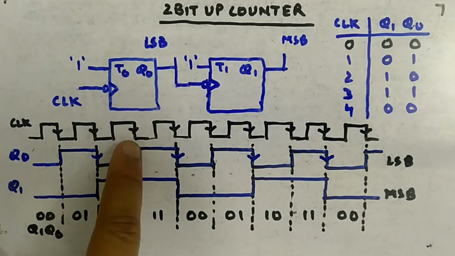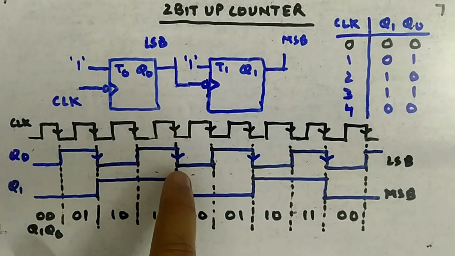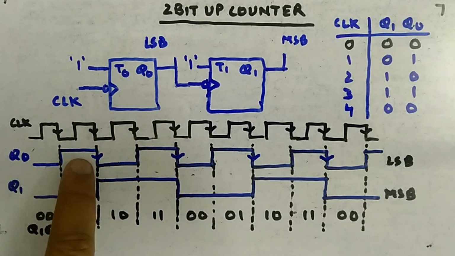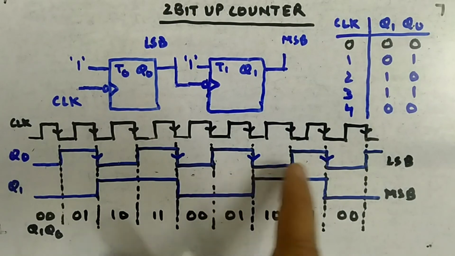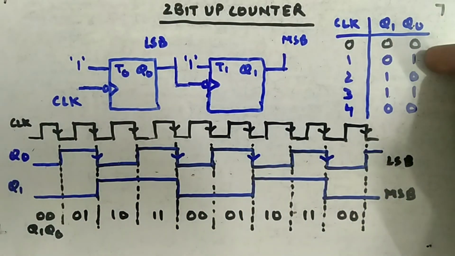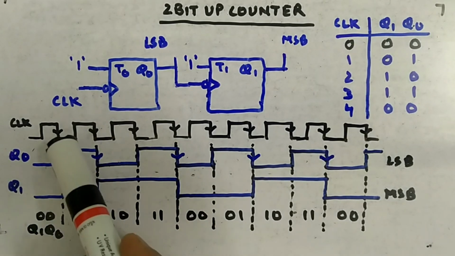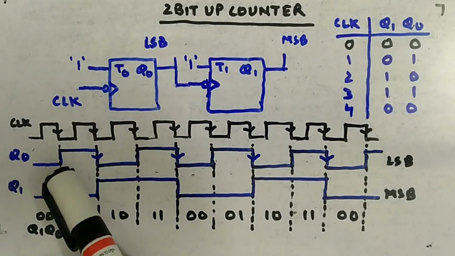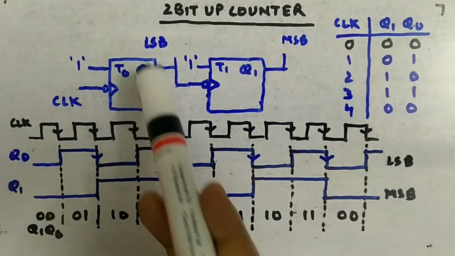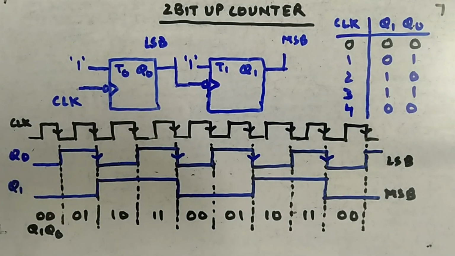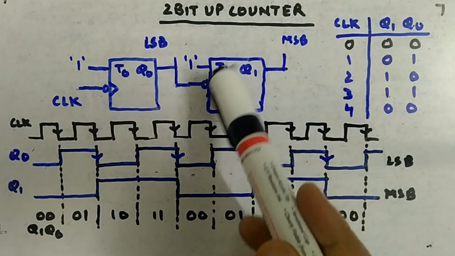Second negative edge. Then third negative edge, you can see it changes state. Fourth negative edge, it changes state. So 0, 1, 0, 1, 0, 1, 0, 1, 0, 1. Likewise, it goes. So every negative edge, it will change its state. That is the behavior of this LSB. Now, what is happening about this one?